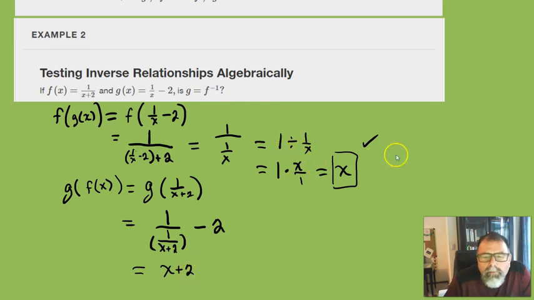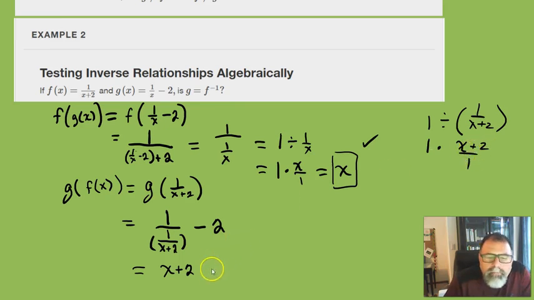Or I can think of it this way, 1 divided by 1 over x plus 2, and the way you divide a fraction is you multiply by the reciprocal, so x plus 2, and then the 1's can just go away because it's just 1, so then you get x plus 2. And then the plus 2 minus 2 cancel. We get x plus 0, which is just x. So it works, both directions work. So remember, we want to check that they undo each other and you just end up with x.